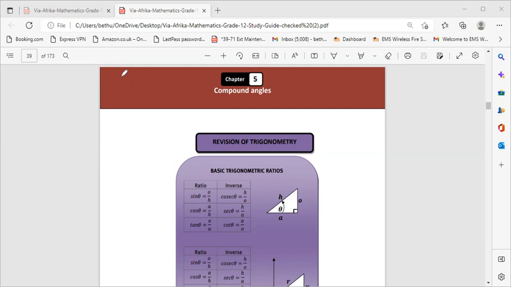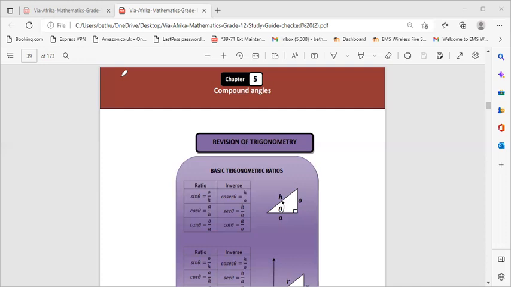So if we have sine theta, they are equivalent to the opposite length divided by the hypotenuse length. Cos theta is equivalent to the adjacent length divided by the hypotenuse length. Tan theta is equivalent to the opposite length divided by the adjacent length.